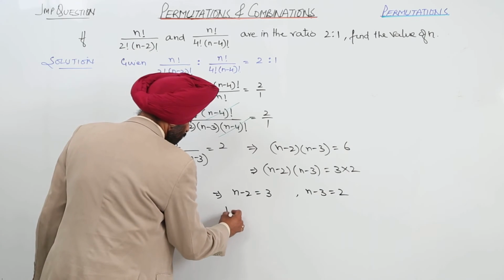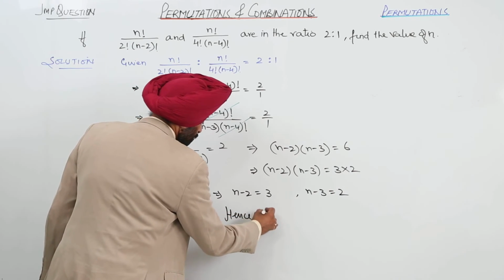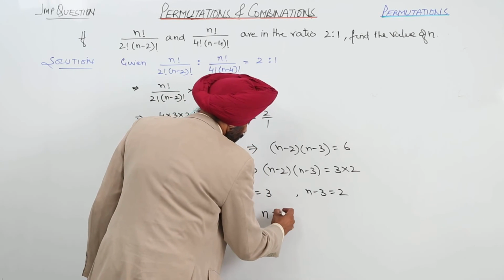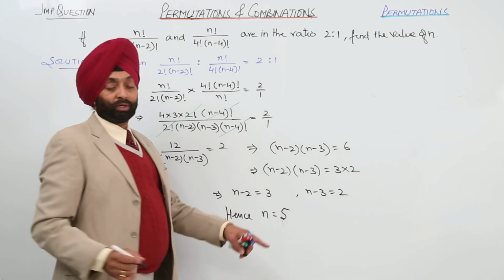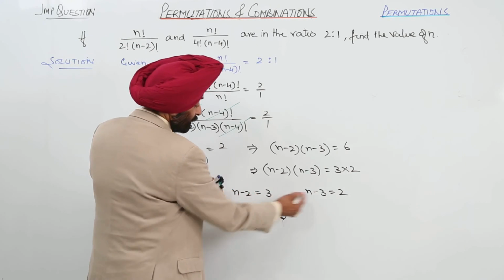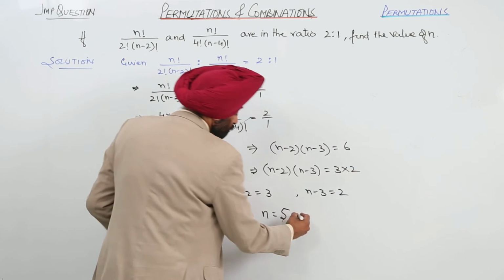Hence, n is equal to 5, n is 5. 3 plus 2, I just wrote 3 times 2, okay, it is 3 plus 2. For both the cases n will be 5. So, this is the answer.